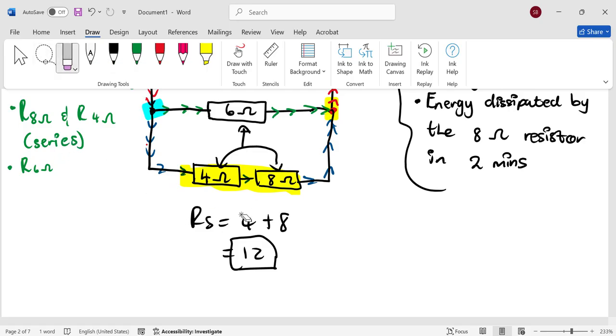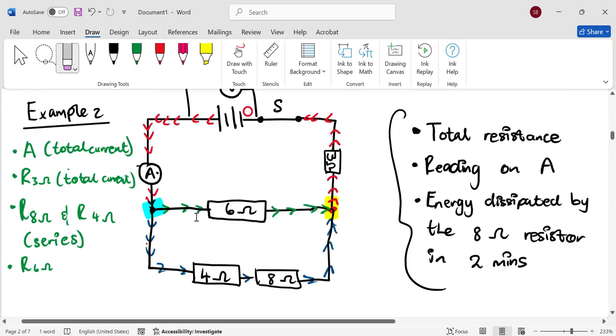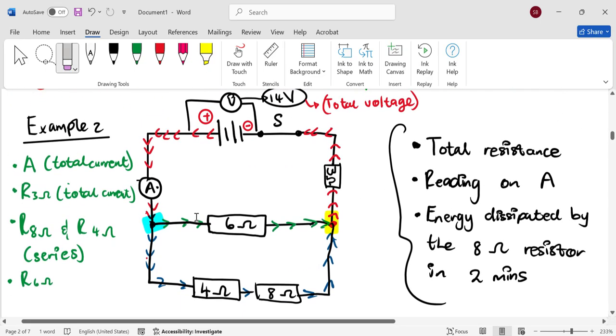So that 4 ohm resistor and the 8 ohm resistor are in series, right? So the sum of both of them will then be parallel to the 6 ohm resistor. Sorry, the 8 ohm and the 6 ohm. Let me take a breather. The 8 ohm and the 4 ohm are in series, but the sum of the 8 ohm and the 4 ohm is in parallel to the 6 ohm resistor.